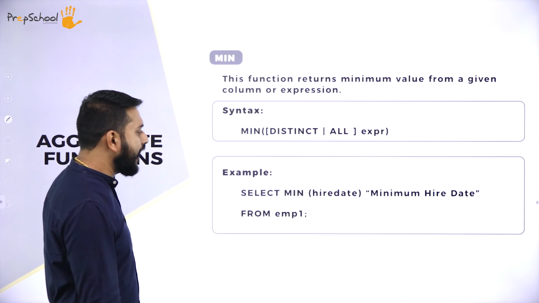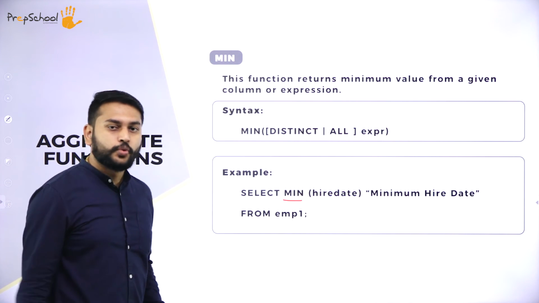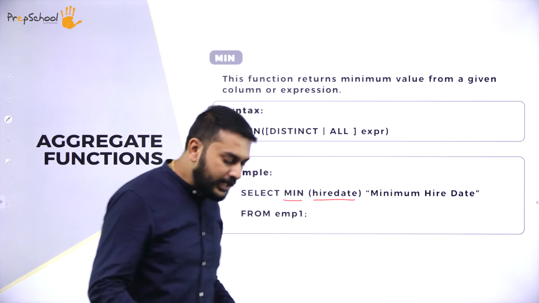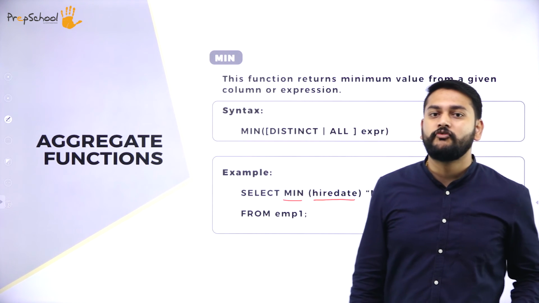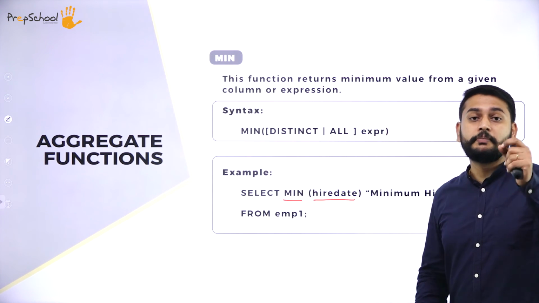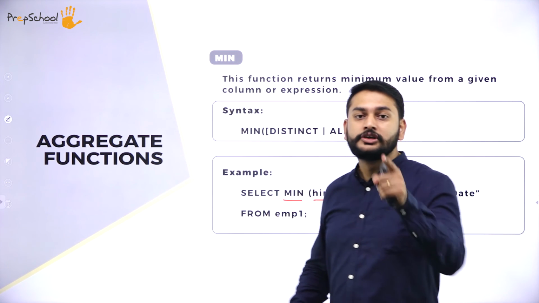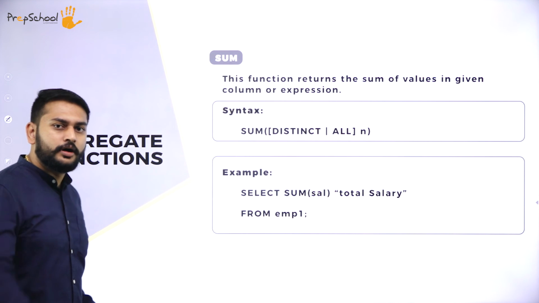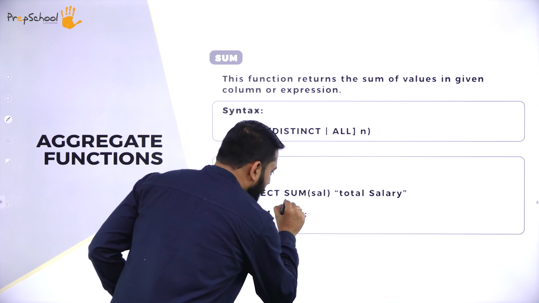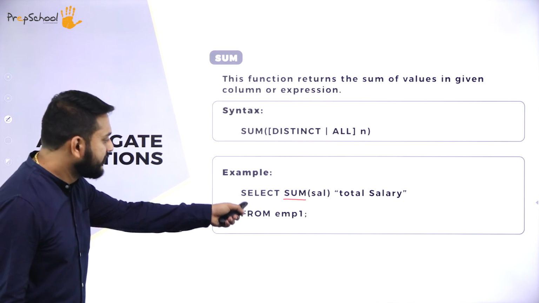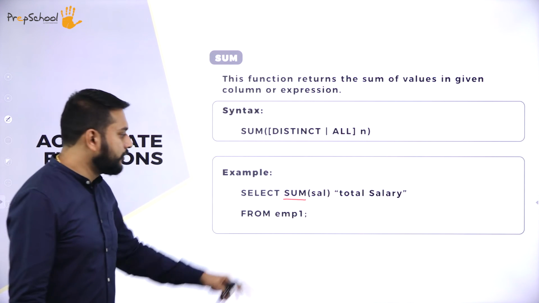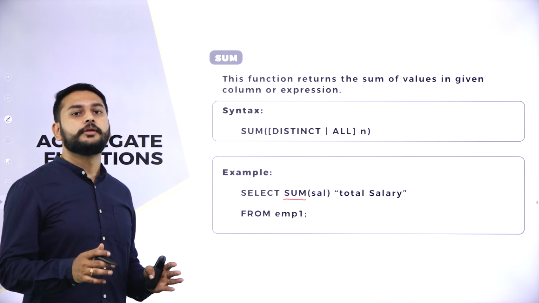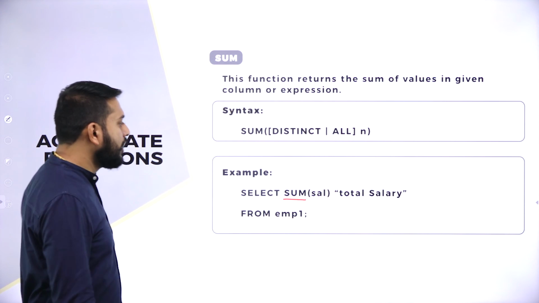What is the next one that I have? I have MIN. Whatever column I'm passing here, it will search the entire column for the minimum value and give you the minimum value from that particular column. It's very simple and easy to remember. Please observe, I have SUM, the last function. I'm passing the entire column, that is sal, into the function SUM. It will give me the total of that entire column. That is what you have to understand.